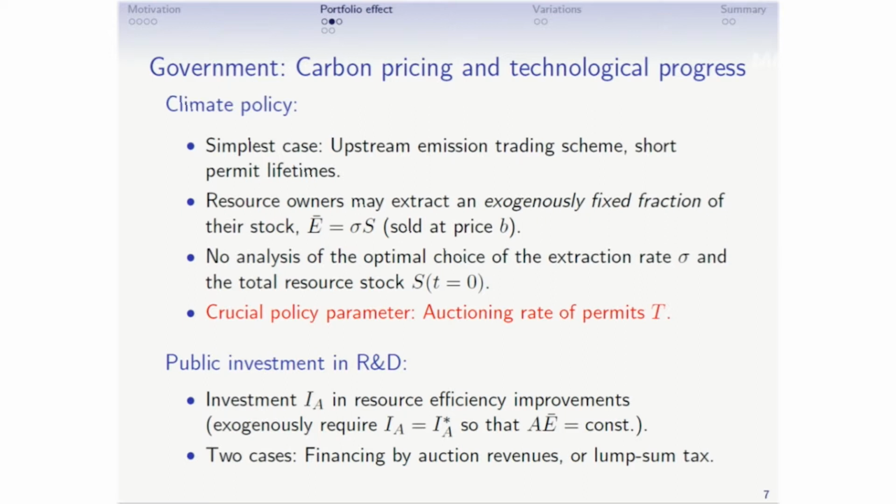Now for the public investment side, the public investment in R&D here takes the form of resource efficiency improvements. So we assume that the government invests into resource efficiency improvement exactly to the point that the diminishing resource supply is offset. So the effective resource supply, A times E, is constant in our model. And that improves analytical tractability, of course. And I compared just two polar cases. One is that R&D is completely financed by auctioning revenues, by auctioning the short-term permits. And the other case, the reference case, so to say, is that R&D is just financed by lump sum taxation.